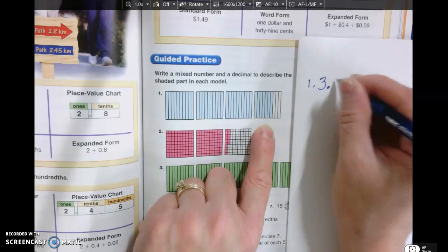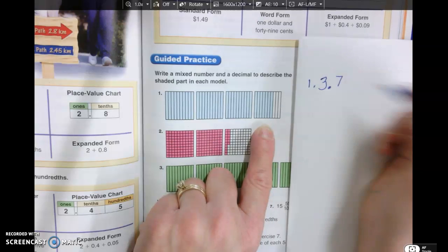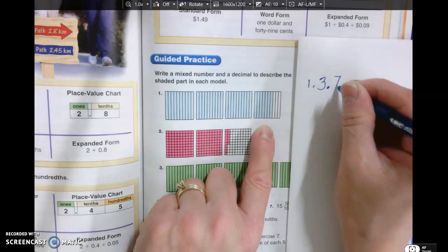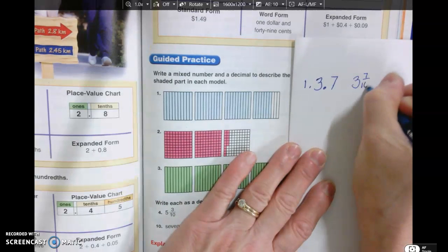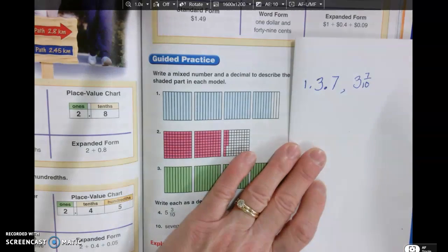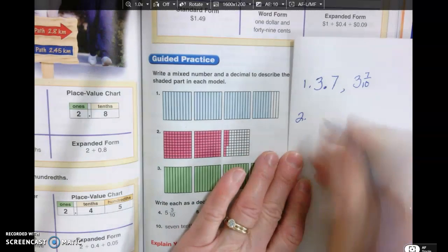Well, it looks like I have 7 of the 10. So there's my decimal, 3 and 7 tenths. And if I were to write that as a fraction, it's 3 and 7/10. So those are my 2 answers. Number 2, let's take a look.